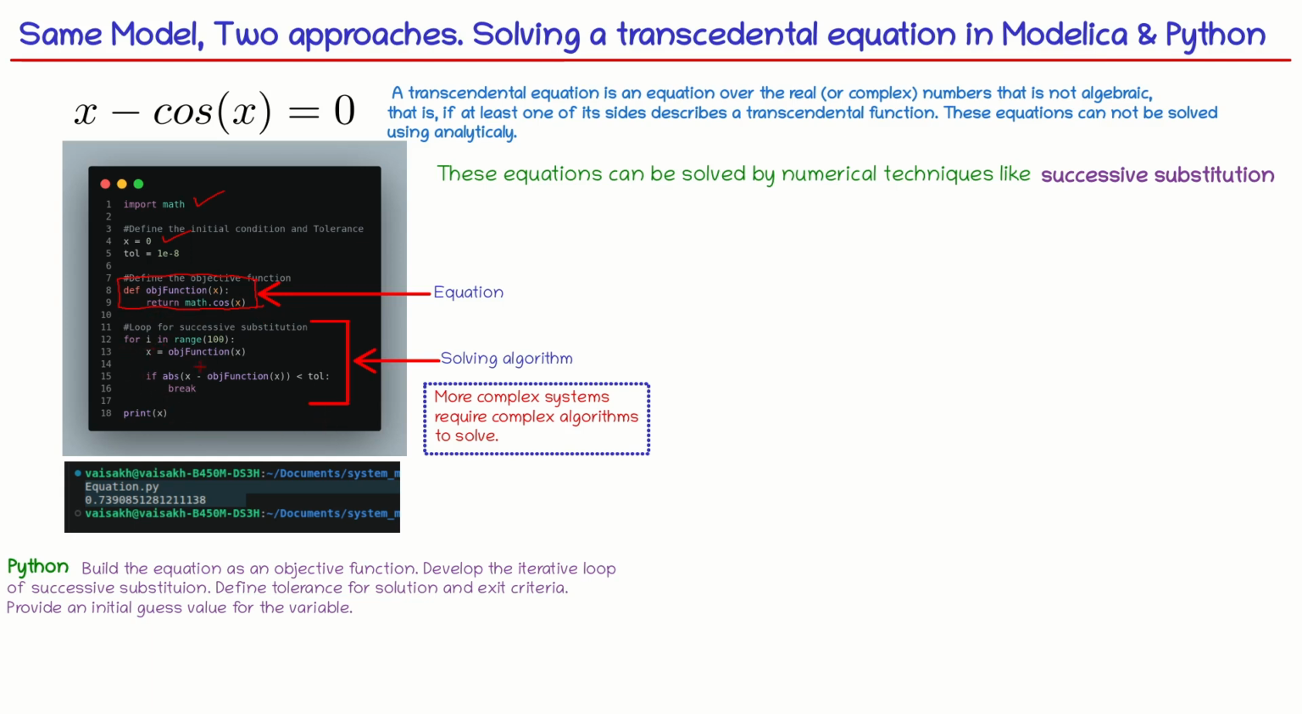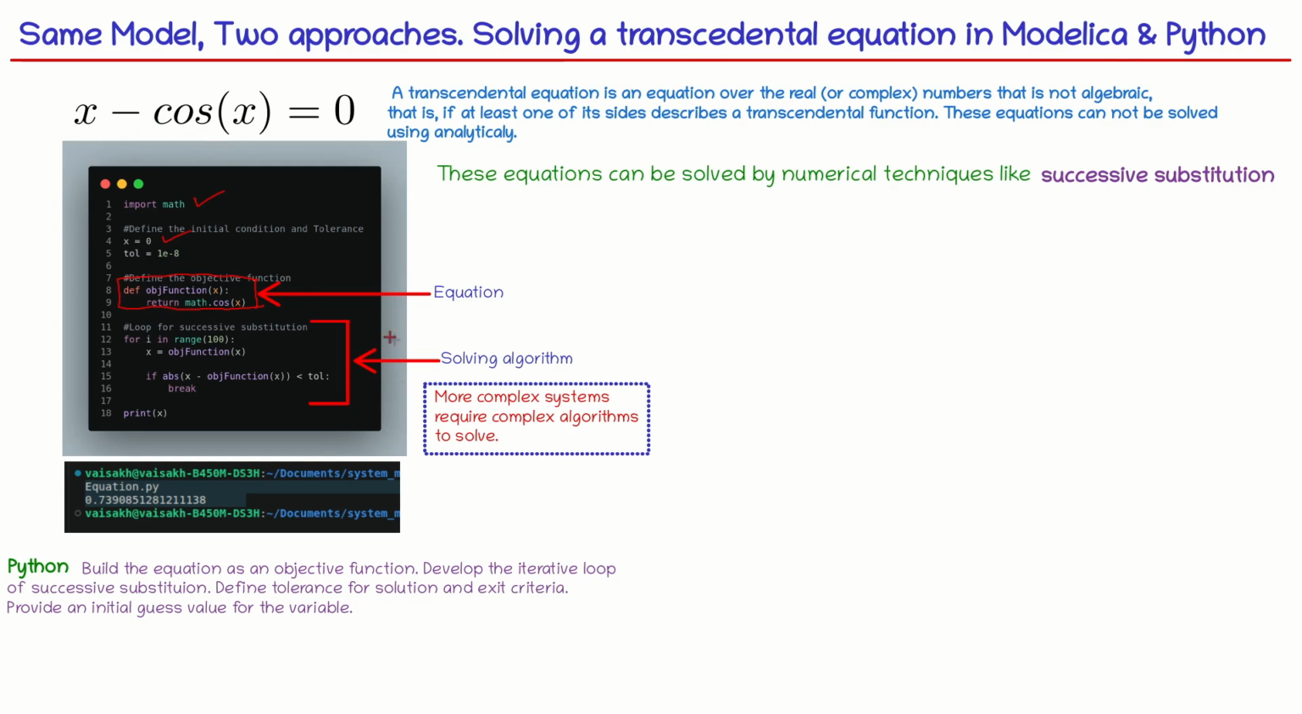So we are iterating over a loop 100 times, and each time, the concept of successive substitution is that we evaluate the objective function and the output will be returned back to the variable. Then in the next iteration, that new value will be passed to the objective function and again passed back to the variable. Since cosine x is a bounded function which will not explode over time, this is an elegant method to solve these simple systems.